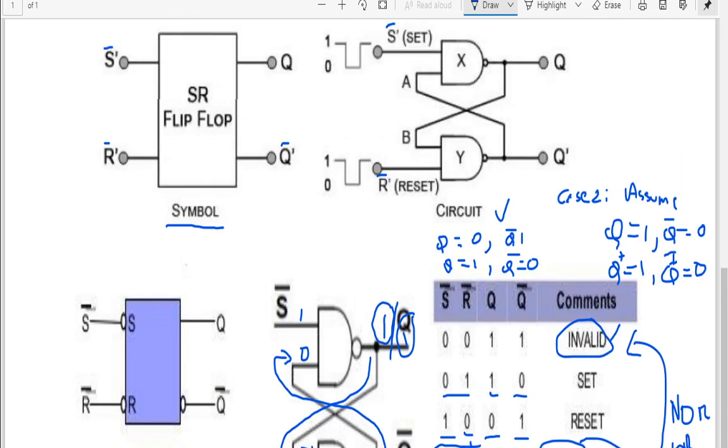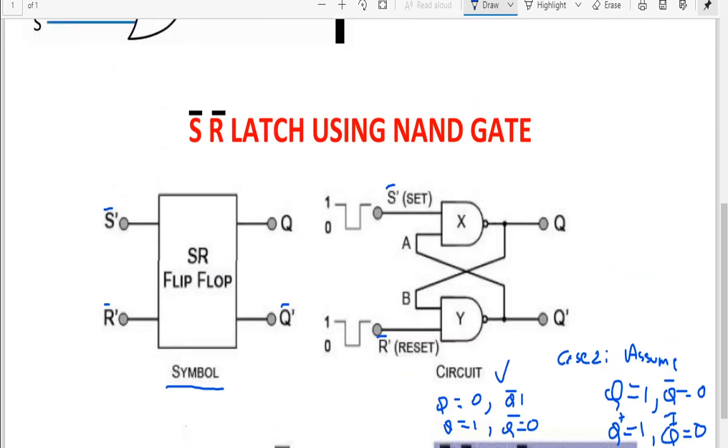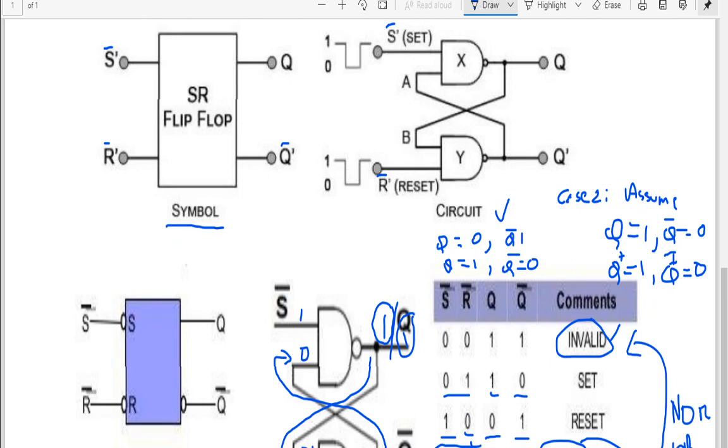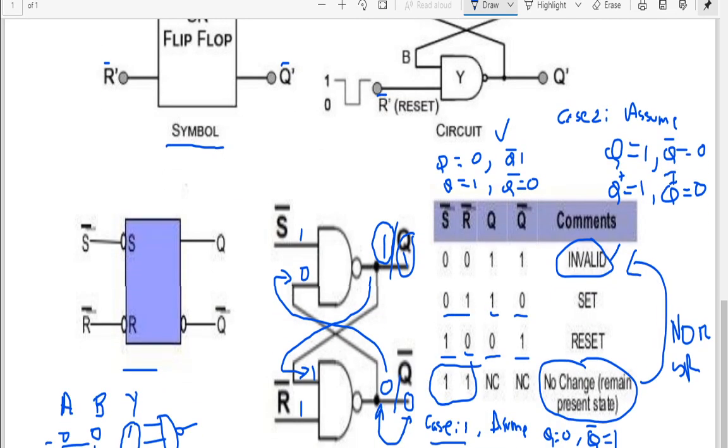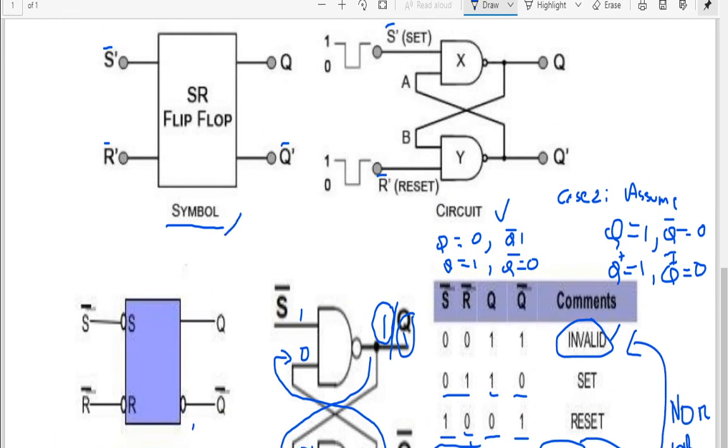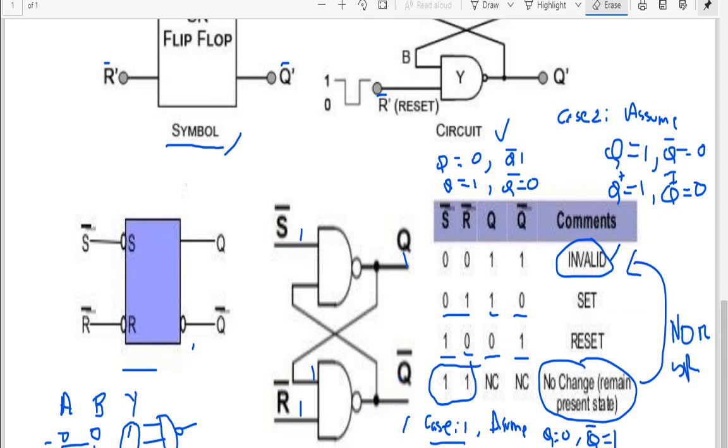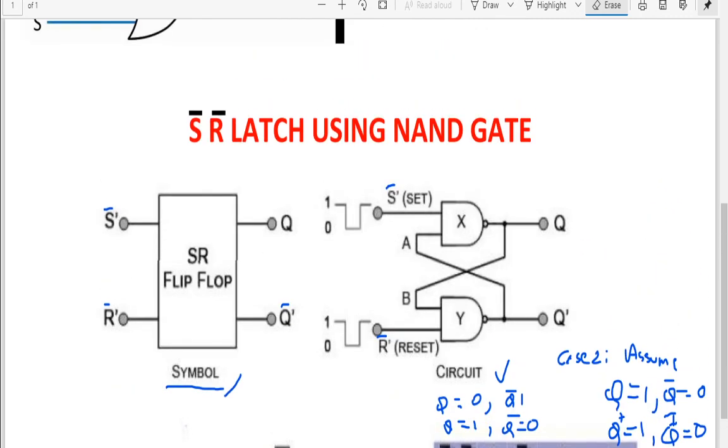So here we have the logic symbol of the S bar R bar latch. The bubble indicates the complement of both S and R, and then we have the outputs Q and Q bar. So either of the logic symbols you can use. Then we have the circuit of the SR latch, where you can see we have NAND gates being used in place of NOR gates. So this is how we understand the SR latch using NAND gate. Thank you.